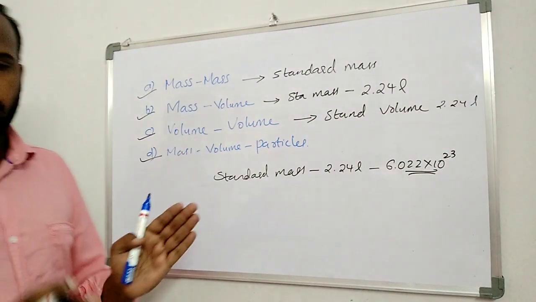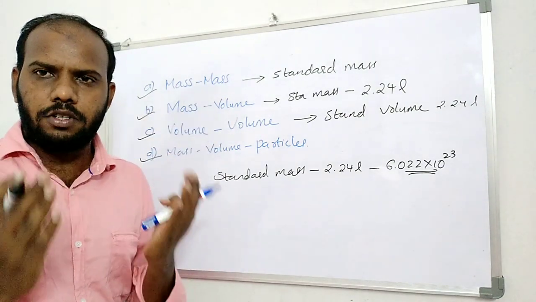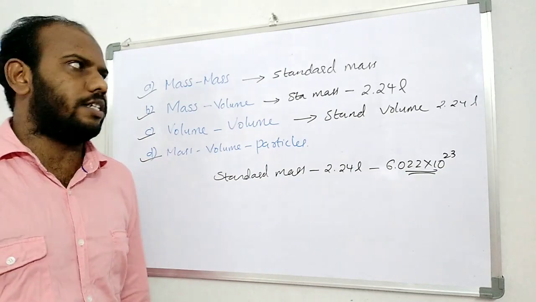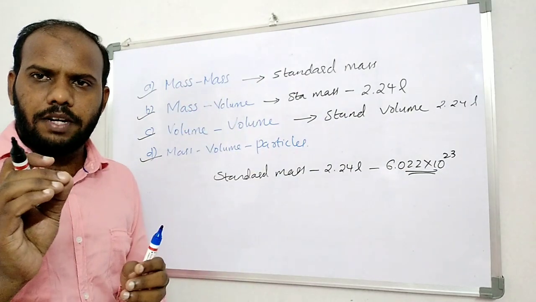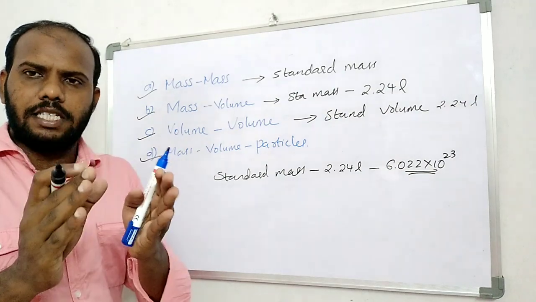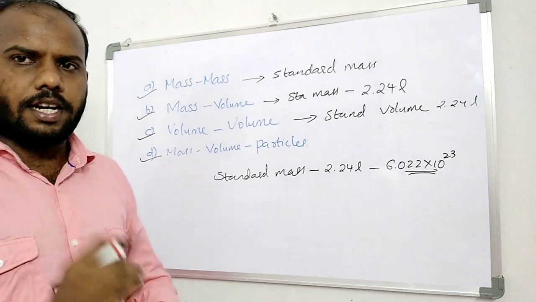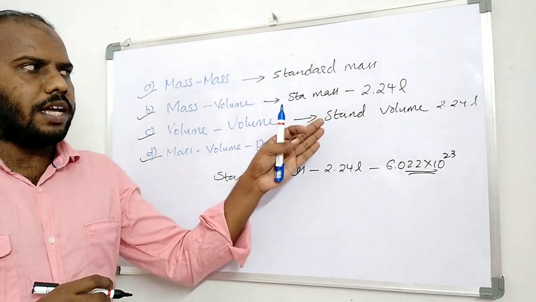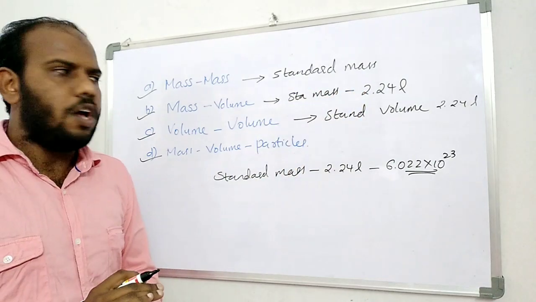So all these things are mainly related to the standard. We have to compare the element or compound with the standard unit. So what will be the mass of the standard unit? Whichever element we have taken, that element's mass will be its standard. You will understand with clarity now. And the volume we know, 22.4 liter is the standard volume.